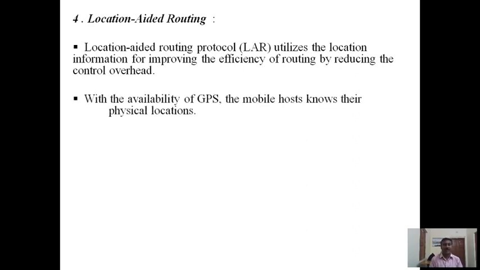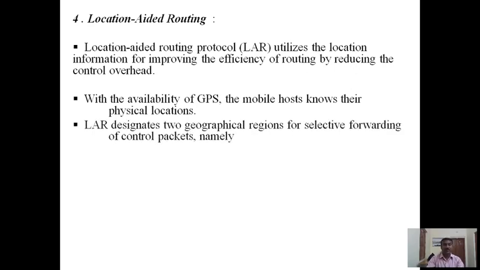Second point: with the availability of GPS, the mobile hosts know their physical locations. With the help of GPS, the mobile devices can know where they are. Then location aided routing designates 2 geographical regions for selective forwarding of control packets. So location aided routing contains 2 geographical regions.